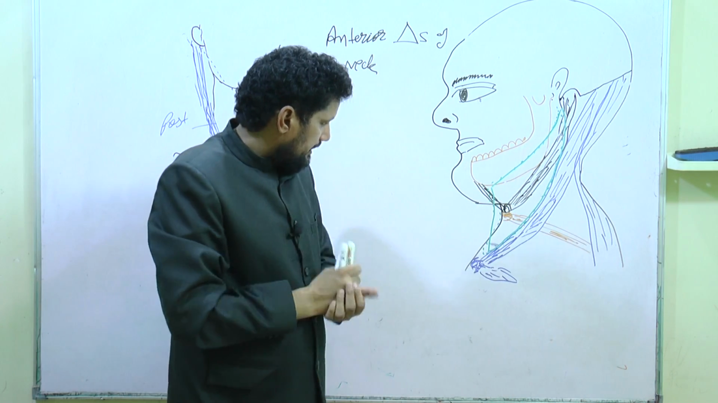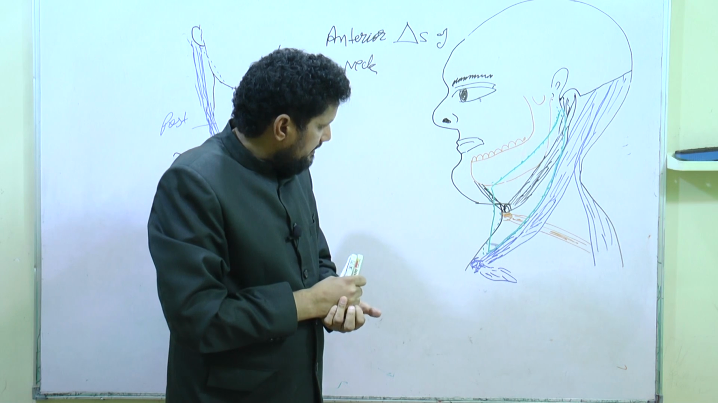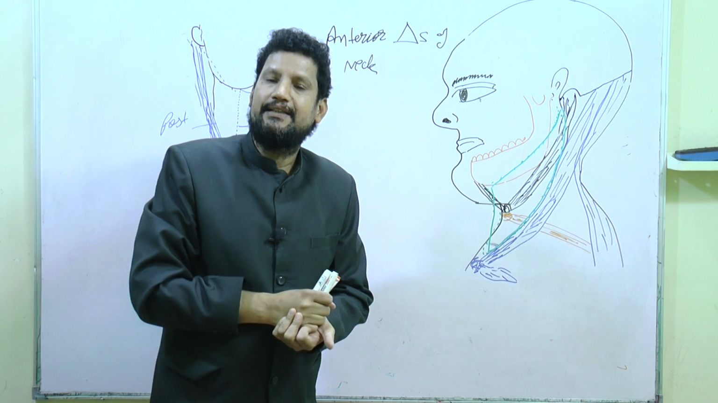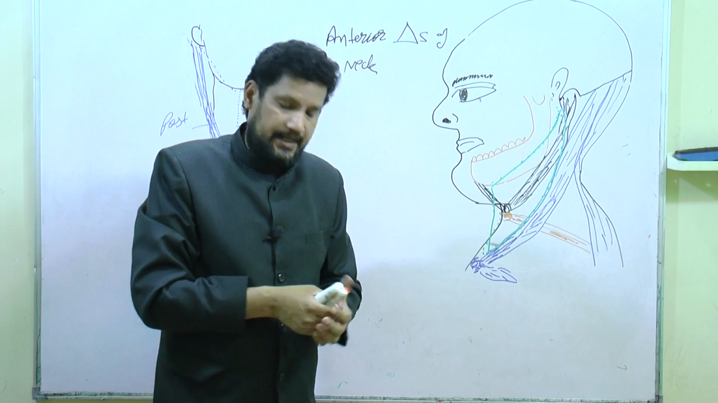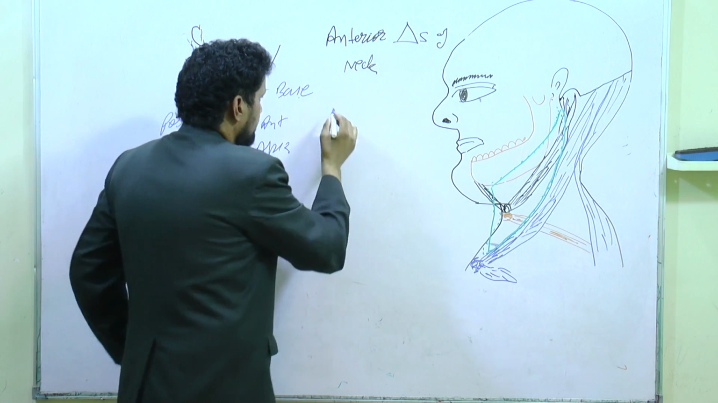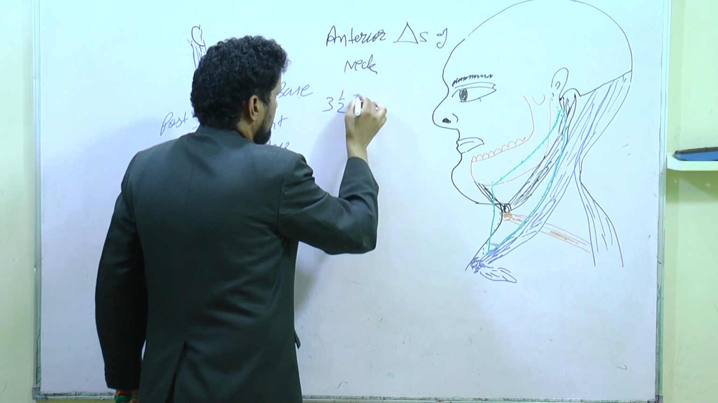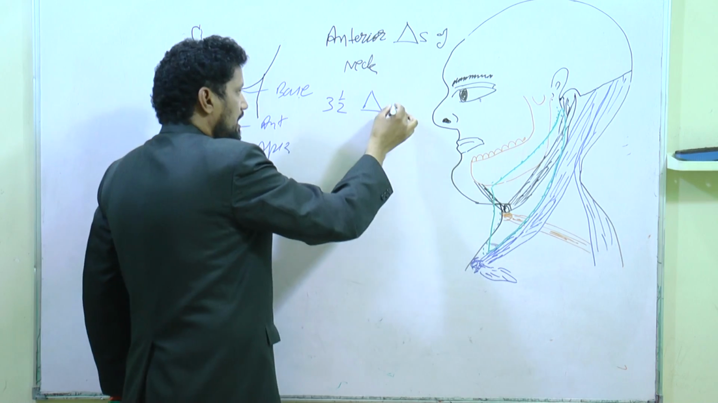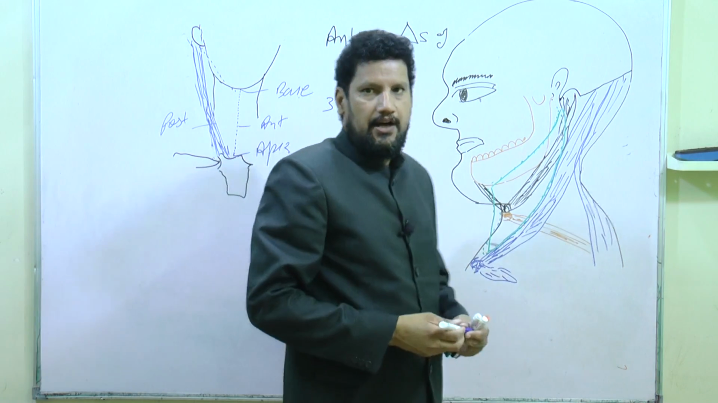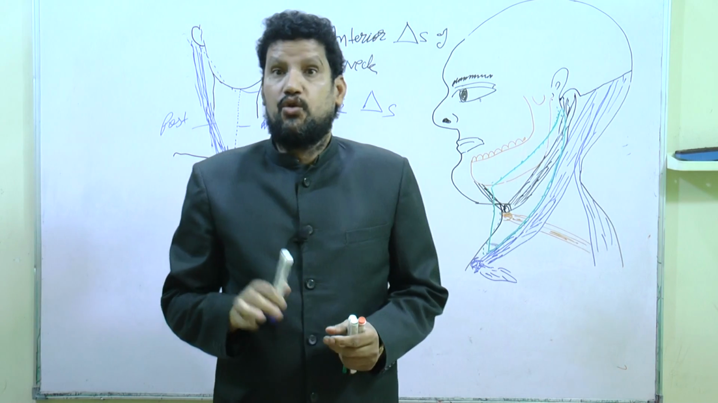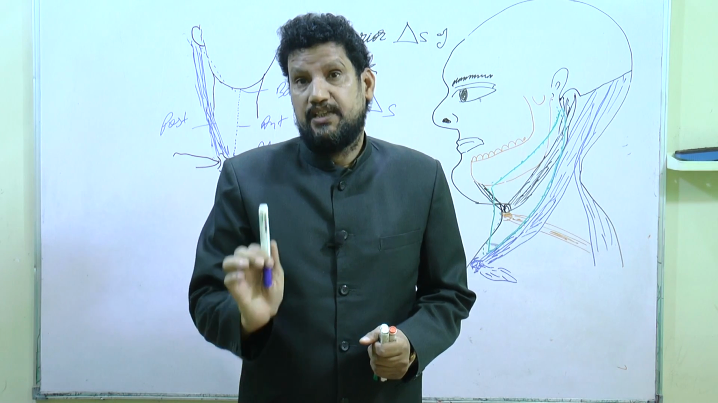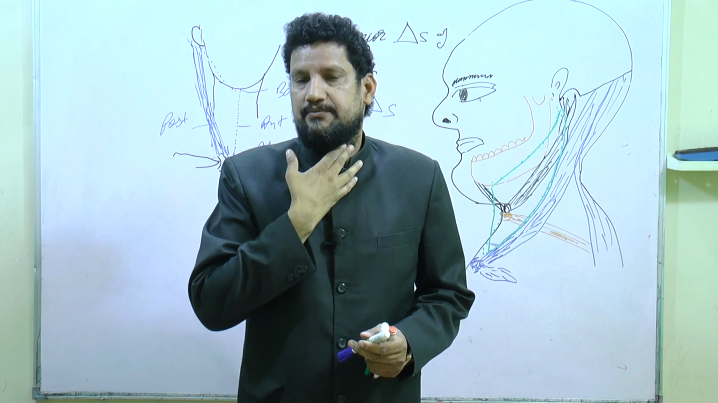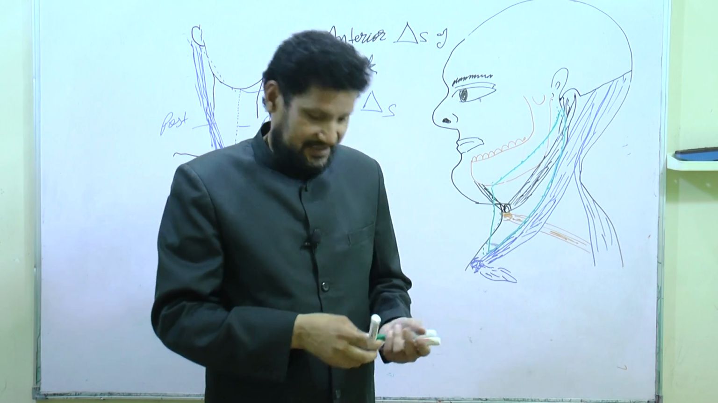This triangle is again divided into 4 triangles, or more accurately, it is divided into 3.5 triangles. So 3.5 triangles on the right, 3.5 triangles on the left. There are a total of 7 triangles in both anterior triangles of the neck, 3.5 on this side, 3.5 on this side. So a half triangle is formed by this small triangle.